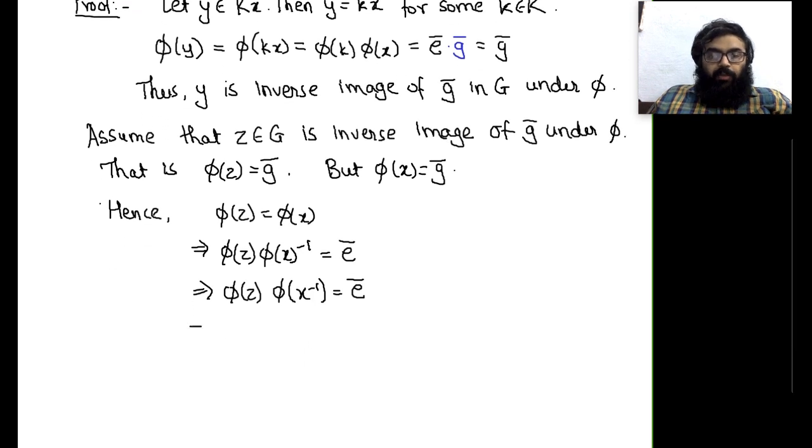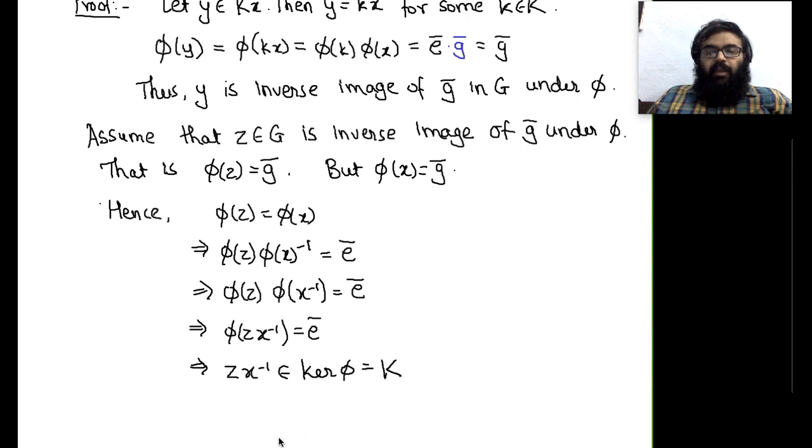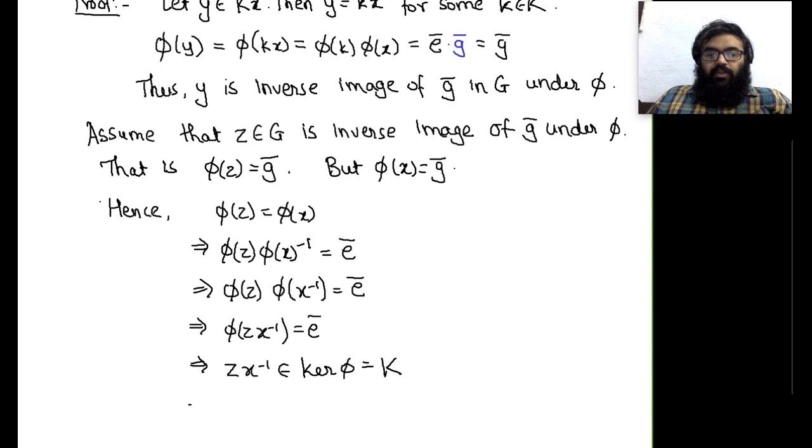And again, phi is homomorphism. So this is nothing but phi of z x inverse equals to e bar. So this element zx inverse, the image is e bar. That means this belongs to the kernel. Very simple, yes. So that means zx inverse belongs to kernel of phi because it is mapped to e bar. Kernel of phi is nothing but k. Zx inverse belongs to k multiplied by x on the right hand side. So we have, this implies z belongs to kx.